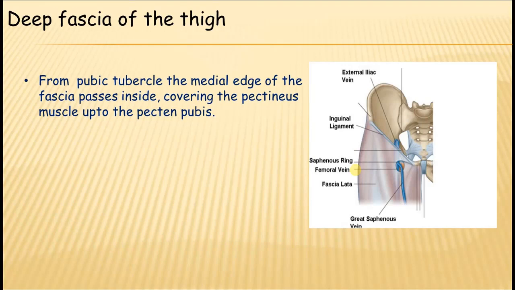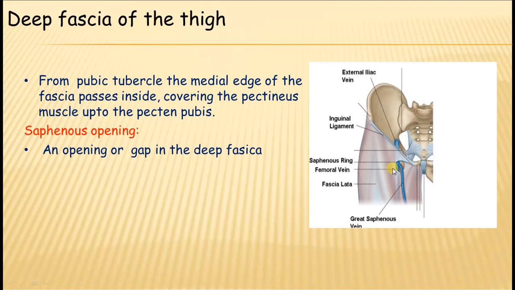I have already discussed this in my previous slide. Medially, on the medial edge of the fascia covering the pectineus muscle and up to the pecten pubis, you are able to see an opening in the deep fascia of the thigh. This is called the saphenous opening, because it is pierced by the great saphenous vein to terminate into the femoral vein. That is why it is called the saphenous opening.